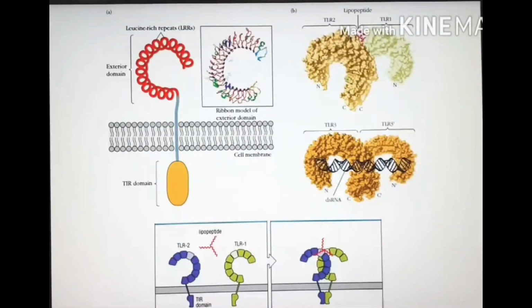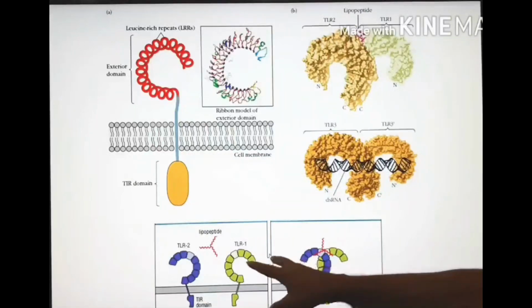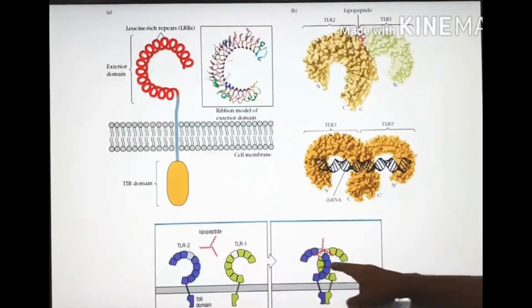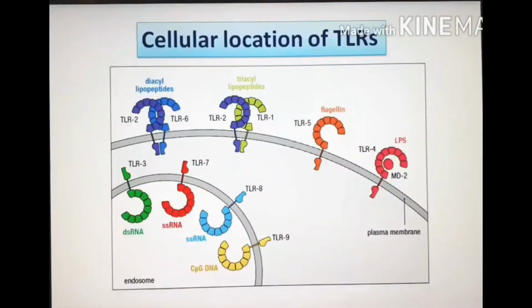Toll-like receptors are pattern recognition receptors. So they can identify PAMP, which means pathogen associated molecular pattern. You can see here that toll-like receptors 2 and 1, if they are monomers, cannot bind with a lipopeptide. After forming the dimer, they can bind with the lipopeptide. For toll-like receptors, you have to remember two important points. One is the function of each toll-like receptor and their position.